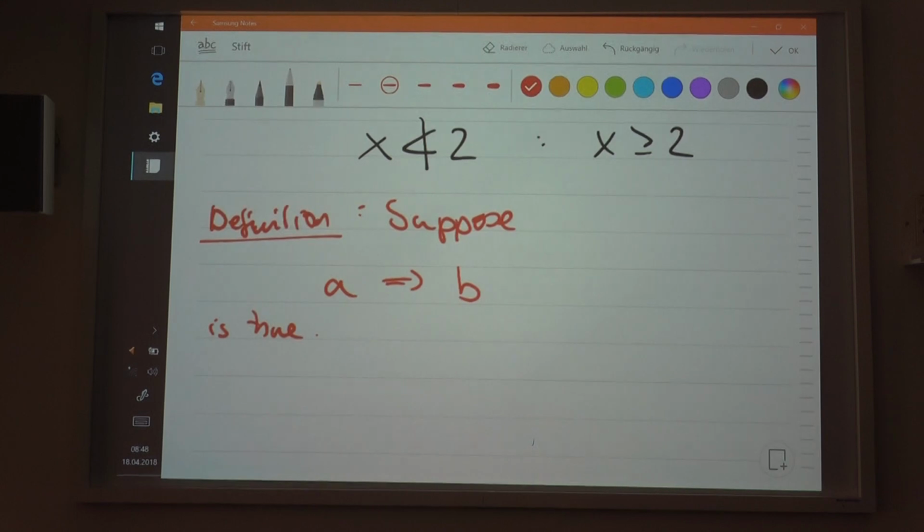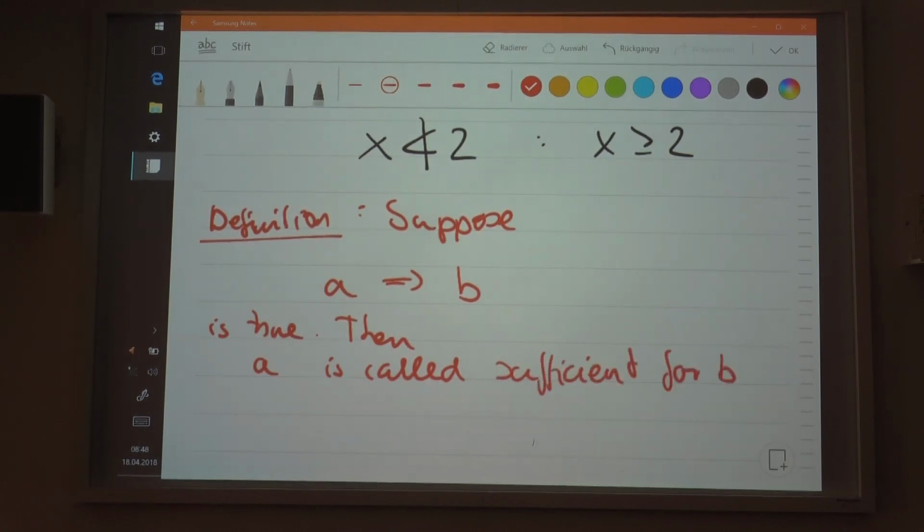So we assume that here in a moment. Okay, you're going to get an example for that as well. So then what you have is that A is called a sufficient condition for B. Okay, so A is called sufficient for B. So this is the word that I'm defining here. Or you can also say sufficient condition. I'm going to write sufficient for short. And B is called necessary.